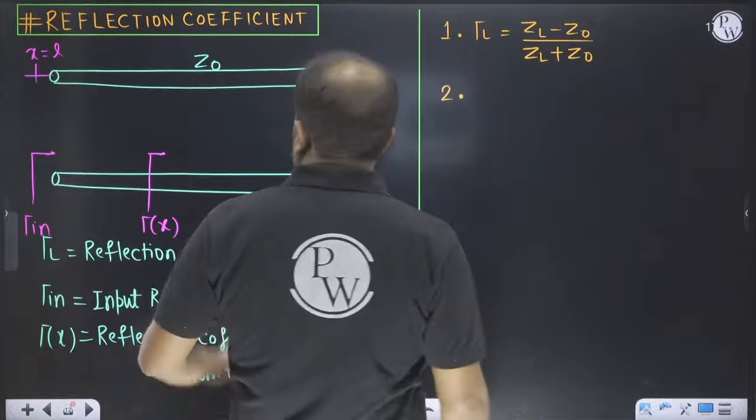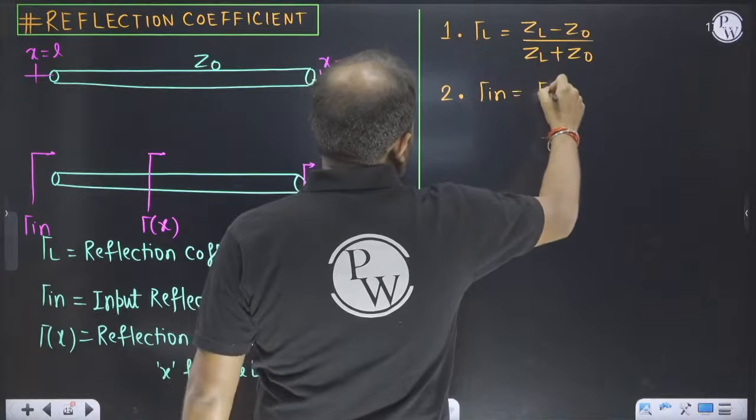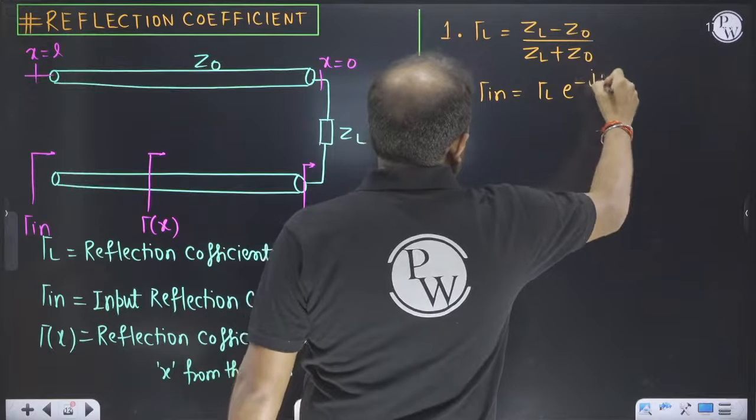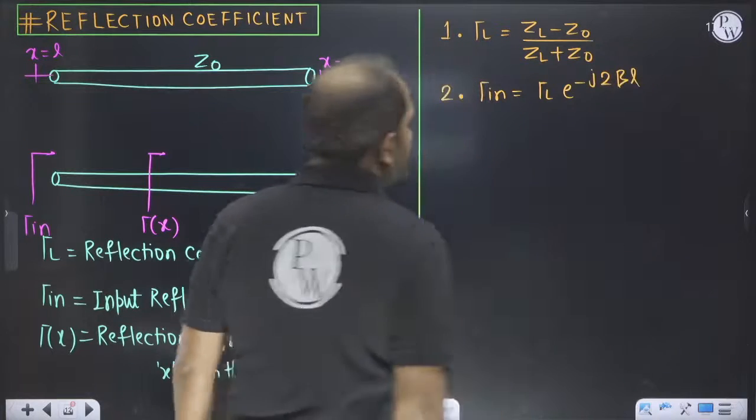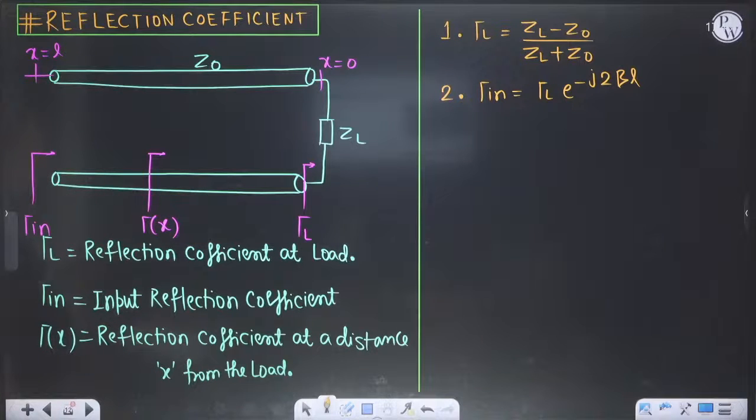Second thing is input reflection coefficient. Input reflection coefficient is the reflection coefficient from the load times e to the power minus j 2 beta L. This is for a lossless transmission line.